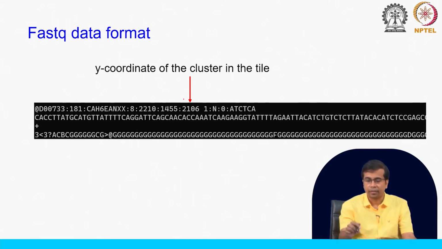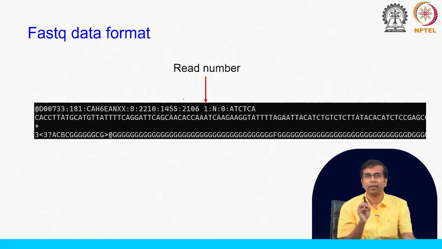Now, you have the other part. The first part is about the machine, the location in the flow cell, the flow cell ID, etc. The other part is actually information about the read. So, this 1 is actually the read number. Now, this 1 can mean two things.